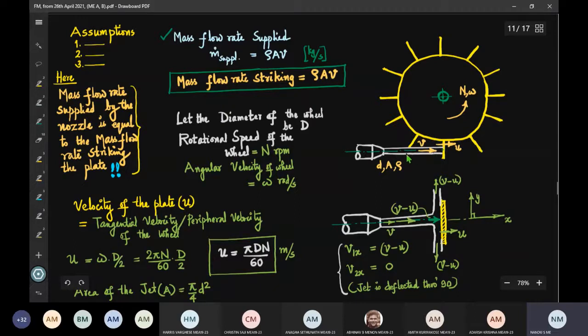So since that force is acting tangential to the wheel, a torque is exerted. And because of the torque, this wheel rotates. So the basic idea is that when one vane is moved or displaced, the next vane will come to take its position. See, that is the remarkable thing. So the force is exerted, the vane moves away, the next vane takes its position, and this process continues.